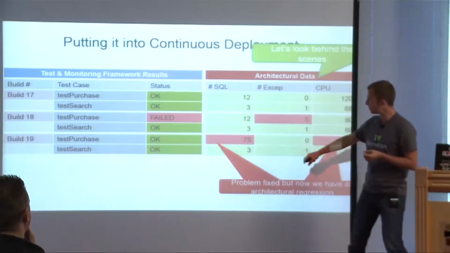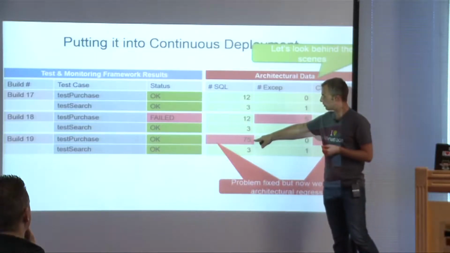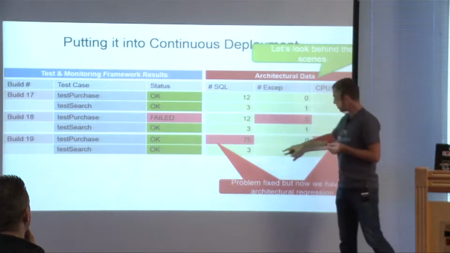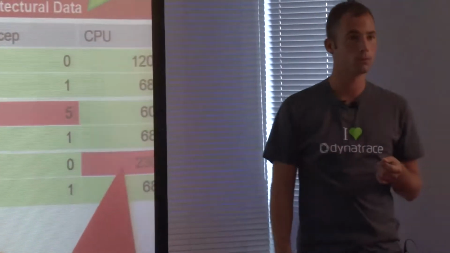Okay? So if I fix it then, and typically still quick and dirty, then by looking at these metrics, you may know, hey, yes, I fixed it functionally, but I just introduced a regression, an architectural regression as I call it. Because now we're executing 6 times as many database statements as before. And we're spending twice as much time on CPU.